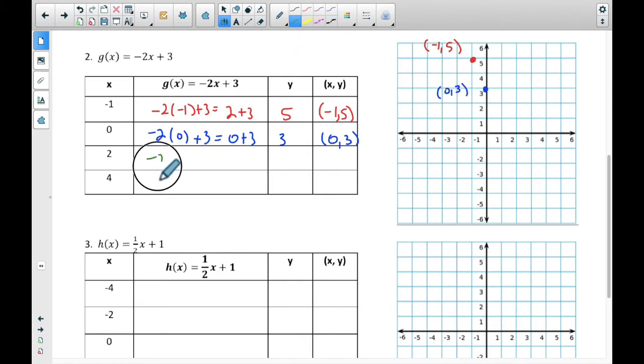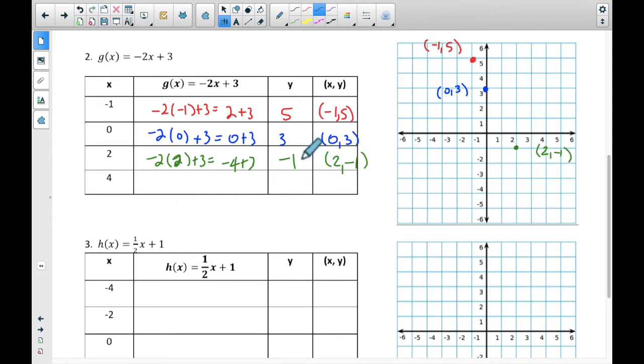Plug in a 2. -2 times 2. That's supposed to be a positive 2. That's a -4 plus 3. Again, that comes out being -1. So my point is 2, -1. So I go +2 and -1, it comes down here.